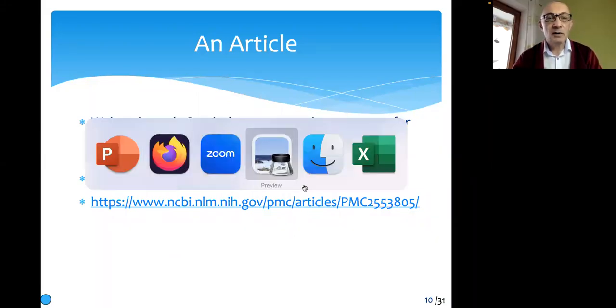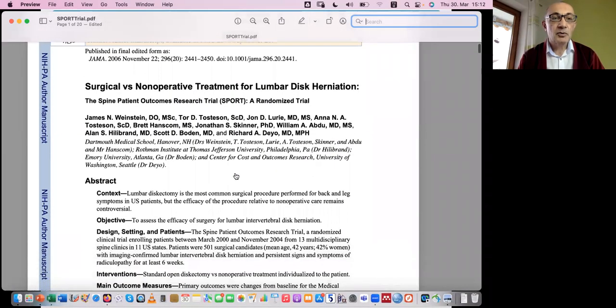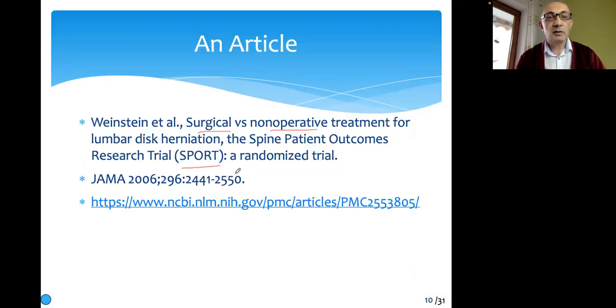Here is the article. I downloaded it: Surgical versus non-operative treatment for lumbar disc herniation. But I will continue on my presentation.